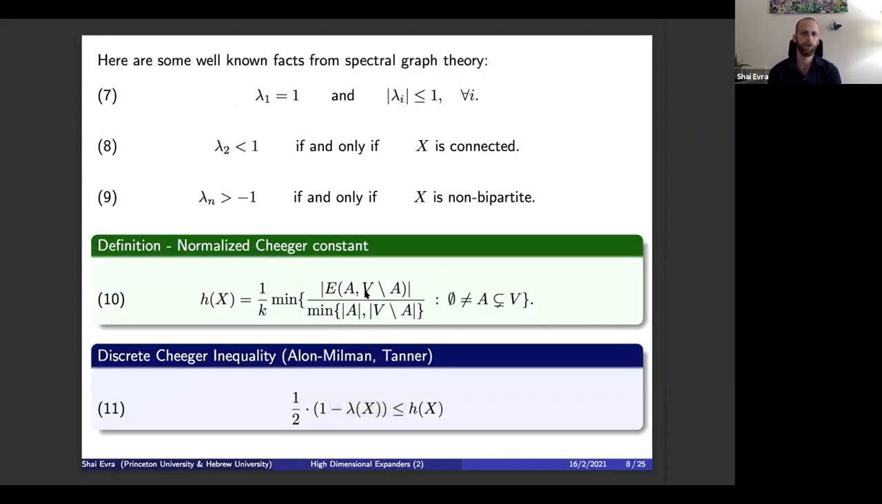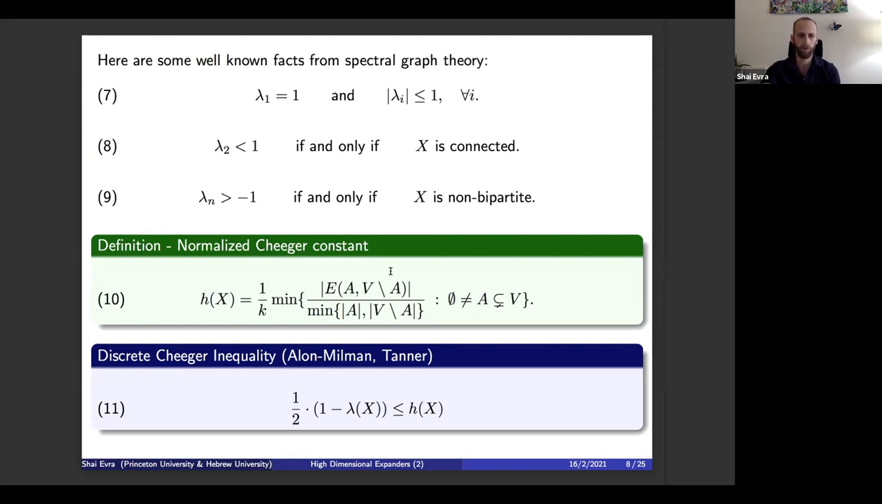And now here are some well-known facts coming from spectral graph theory. The first eigenvalue is equal to 1, and all the other ones are smaller or equal than 1 in absolute value. And the second largest eigenvalue is smaller than 1 if and only if the graph is connected, and the last eigenvalue is bigger than minus 1 if and only if the graph is non-bipartite.